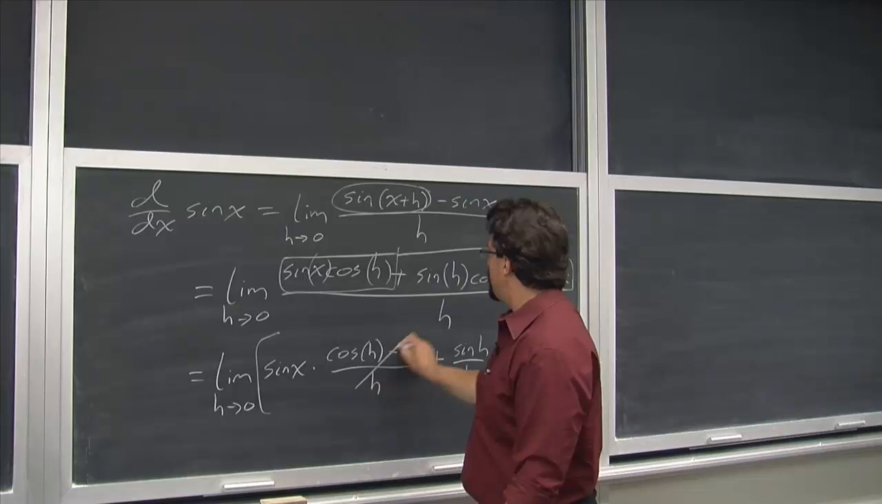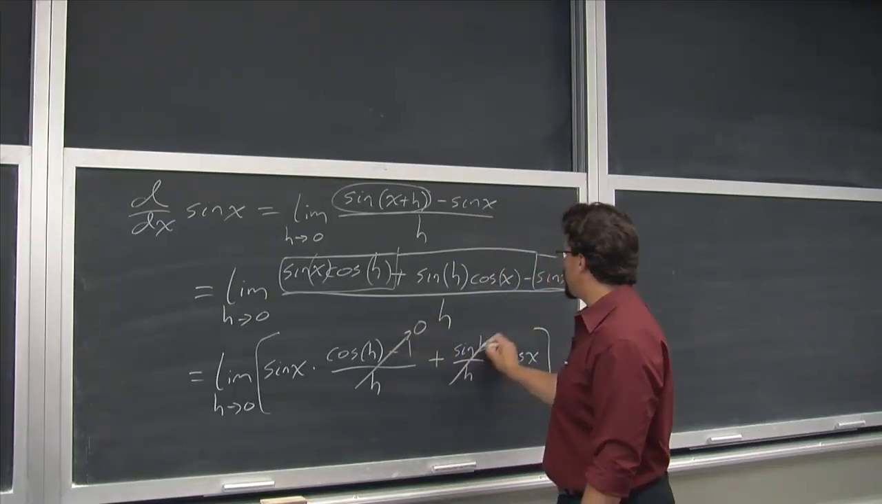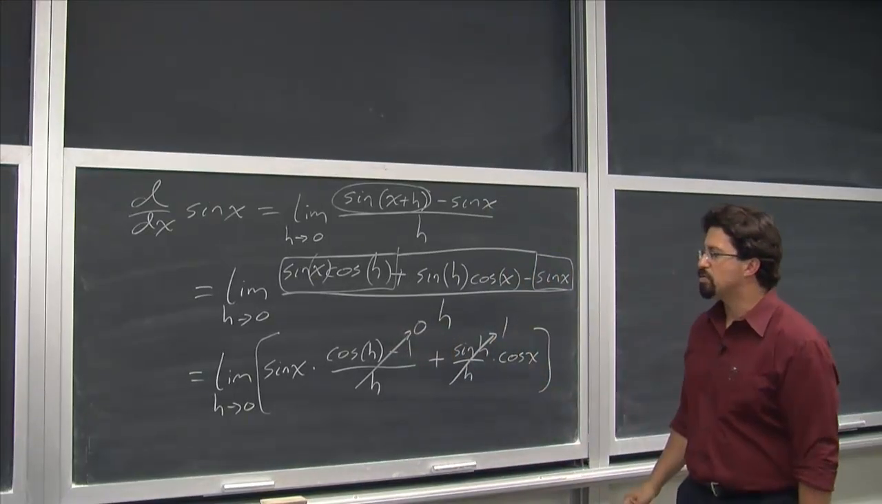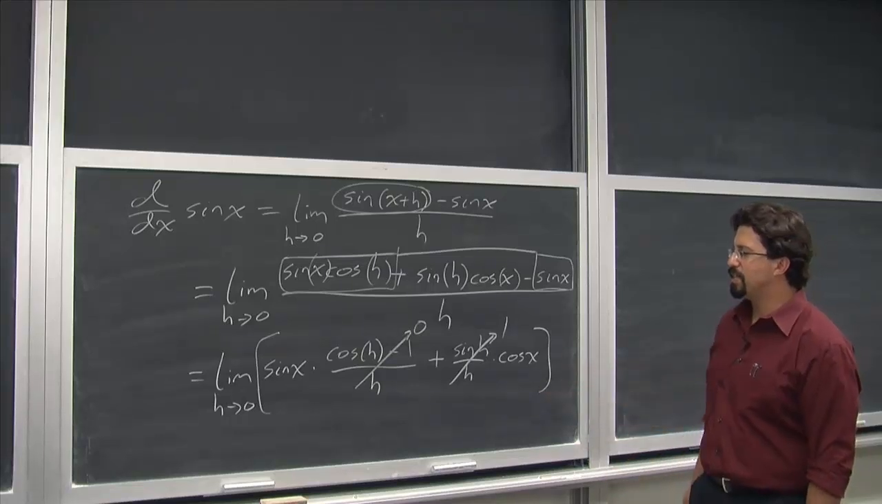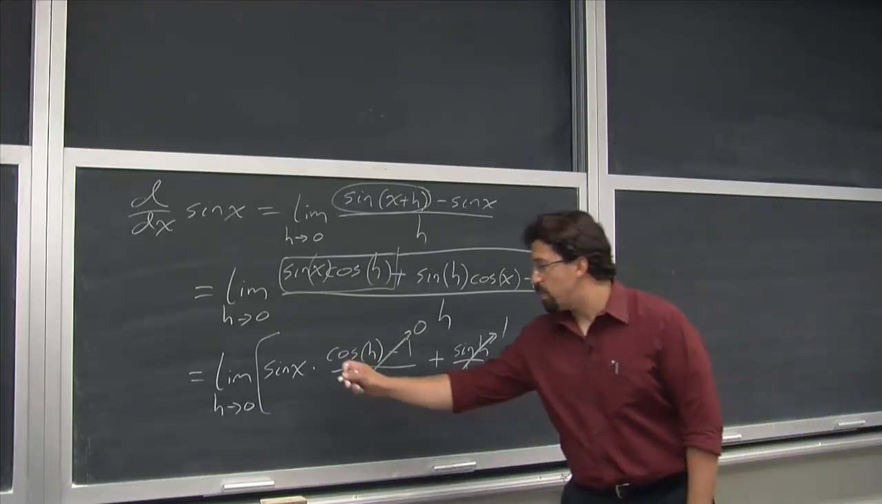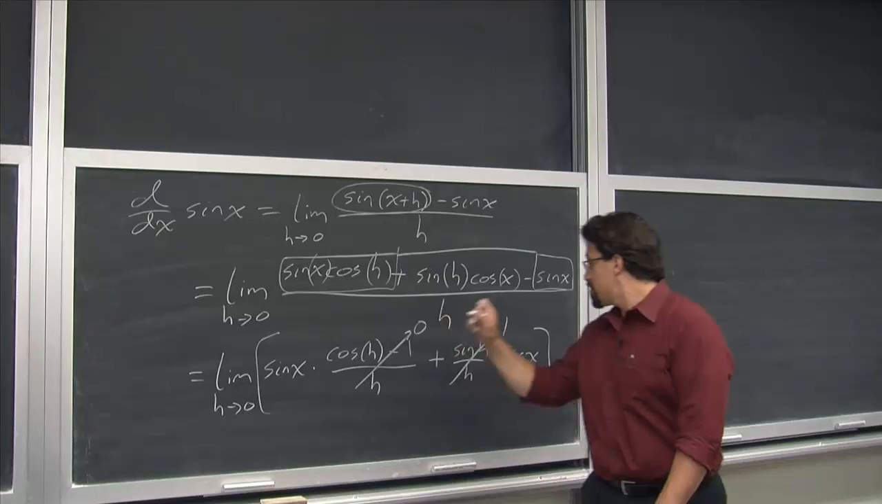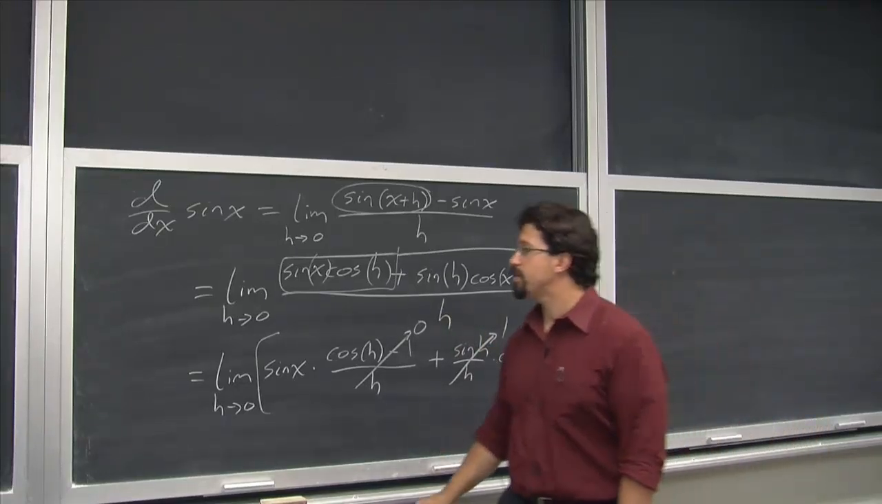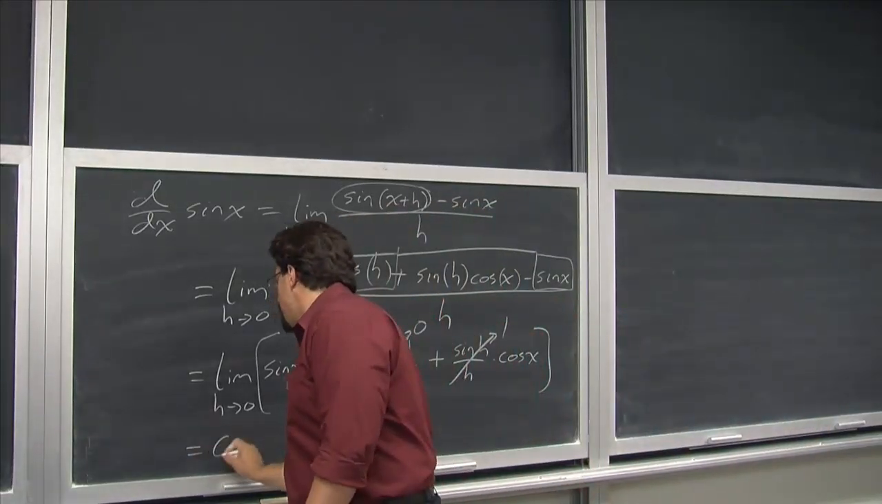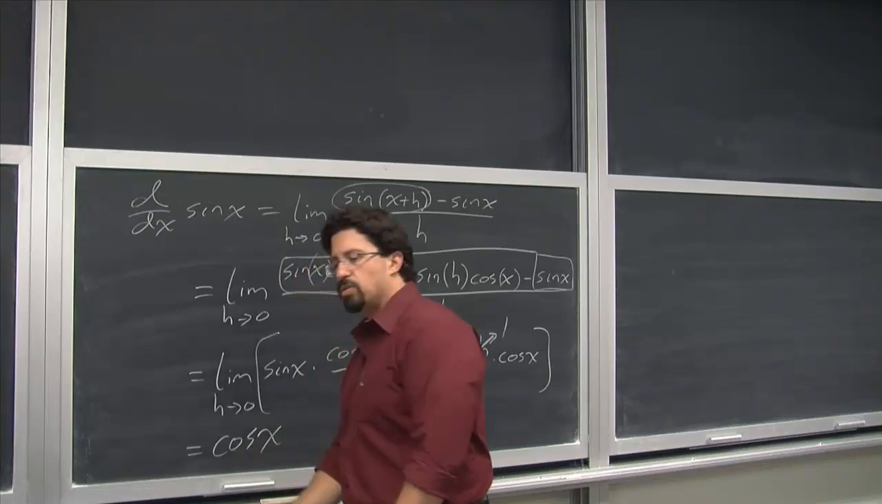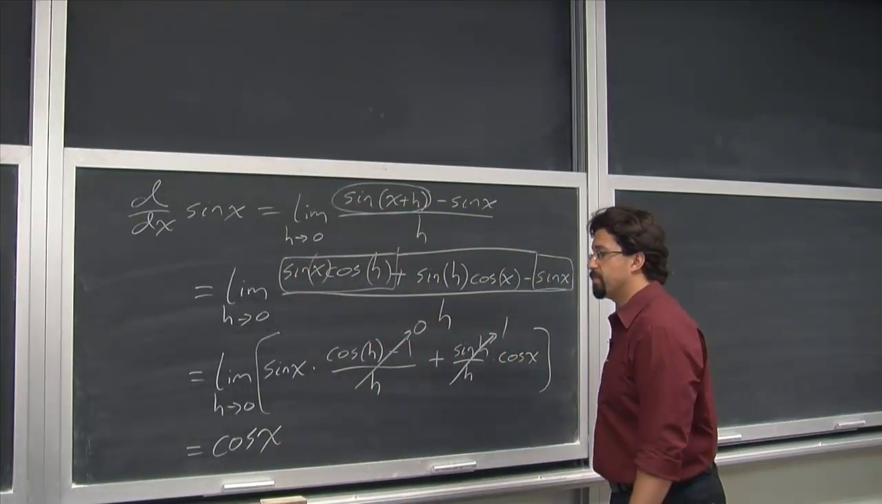We know that this limit over here goes to 0. We know that this limit over here goes to 1. And so when we take the limit as h goes to 0, we have 0 times sine of x plus 1 times cos of x. And so the derivative of sine is simply cosine of x.